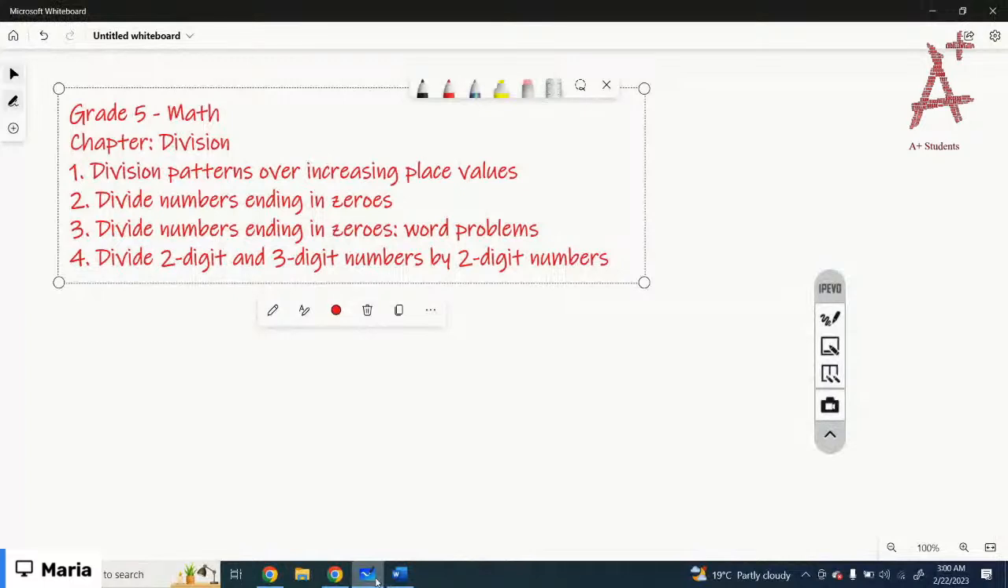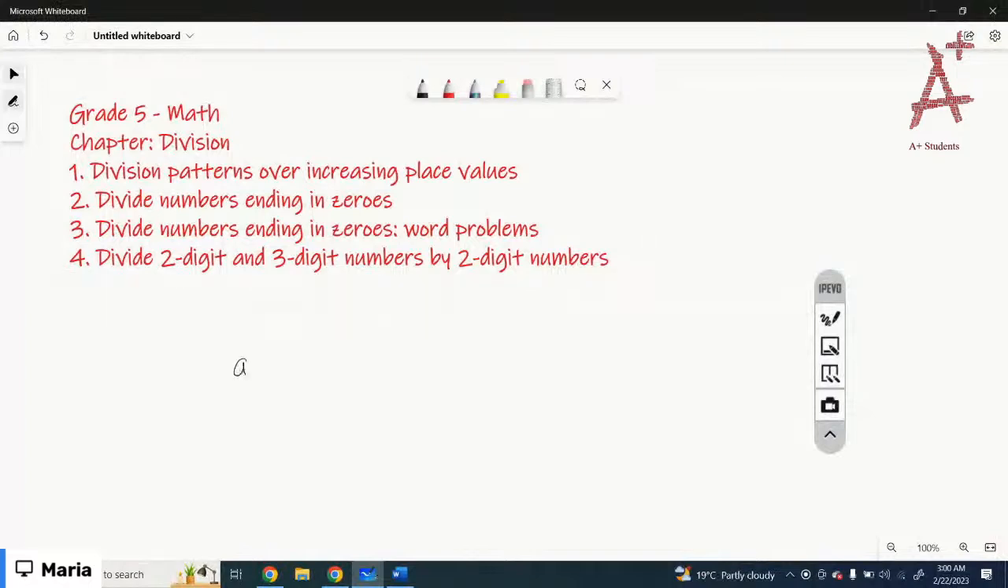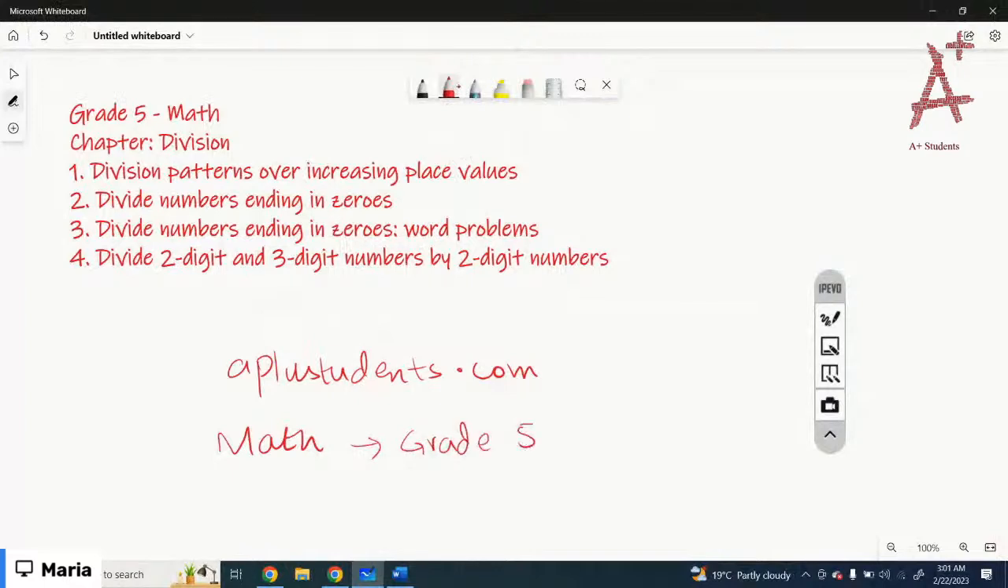So we're going to start with grade 5 maths. You can find all the lessons on aplusstudents.com. You have to log in there using your email address and the password provided by the administrator. Then you have to select math from the subject tab. Scroll down to grade 5 and then click on view all lessons. There you can find a list of the chapters.